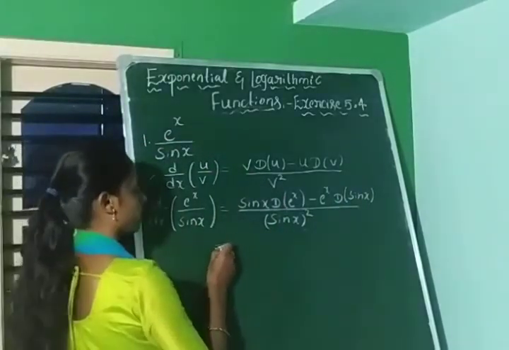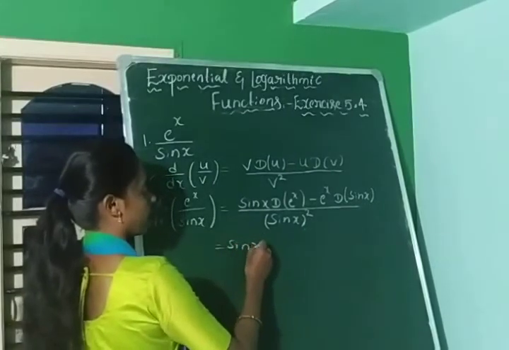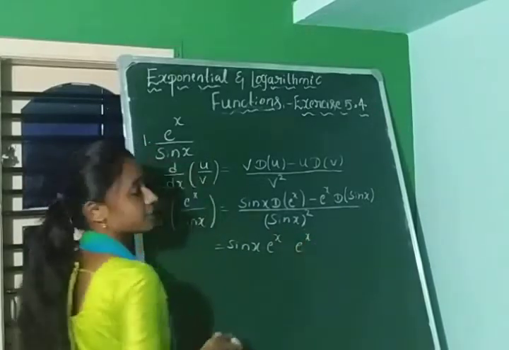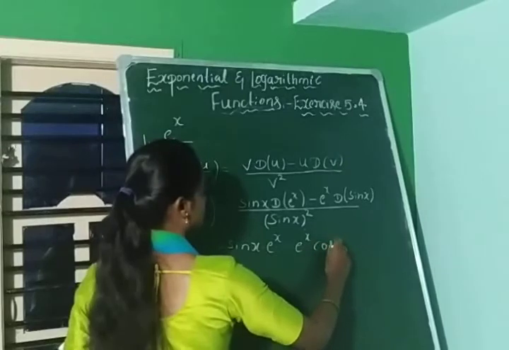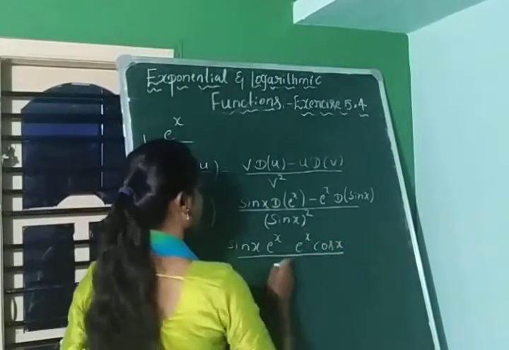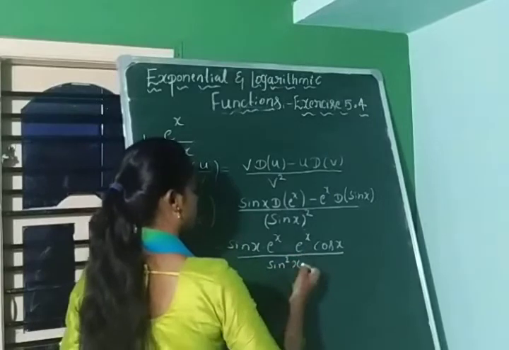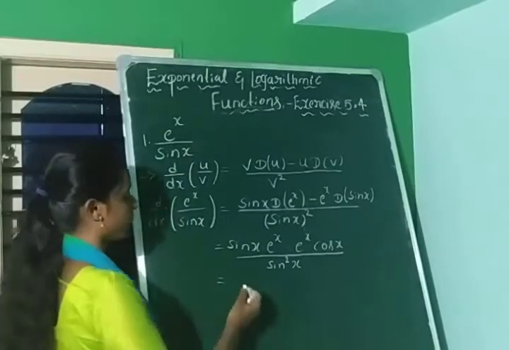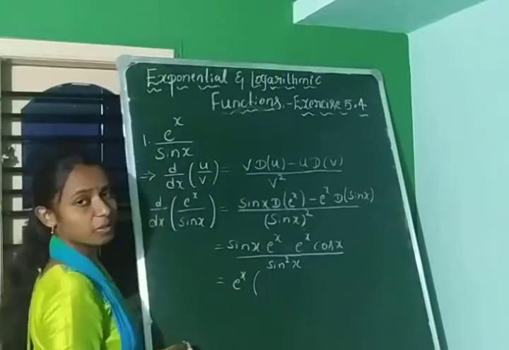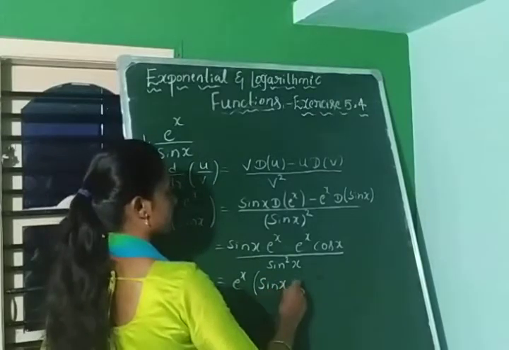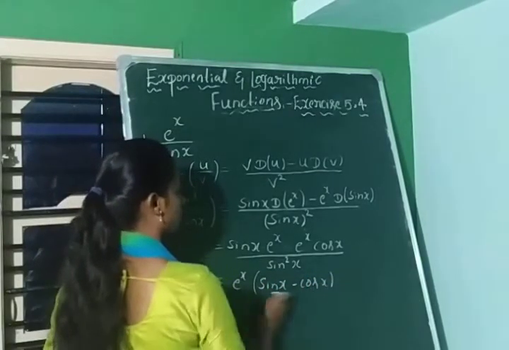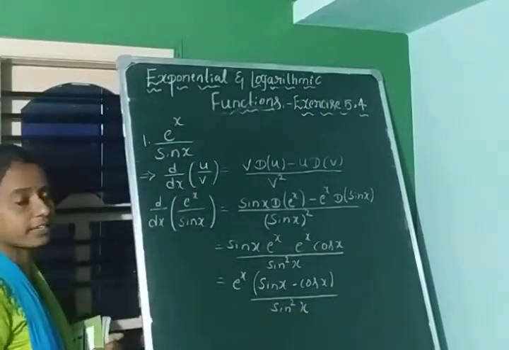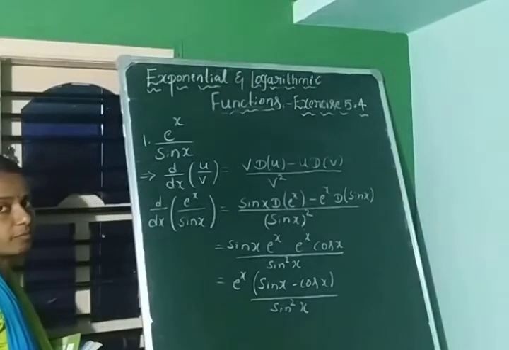Clear? Now we can write this as sin x, e power x derivative is e power x only, minus e power x, sin x derivative is cos x, all divided by sin square x. Or you can see that in both terms e power x is common, hence I can take e power x common, remaining is sin x minus cos x over sin square x. So this is the derivative of the given problem, e power x divided by sin x.